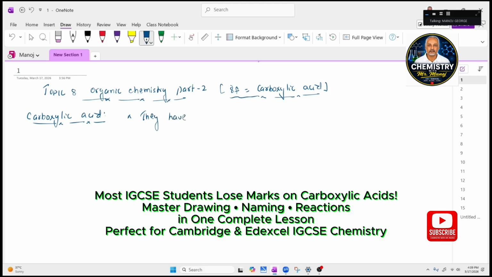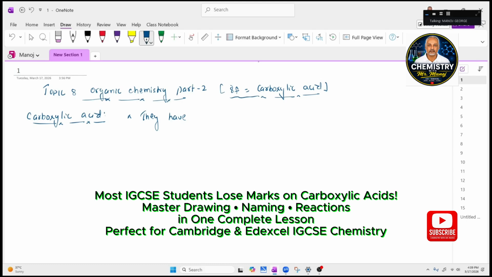The functional group in alkenes was the C=C double bond. Alkanes don't have any functional group. Then when it comes to alcohols, the functional group present was the OH group. You might remember we named them as methanol, ethanol, and then we said propan-1-ol, propan-2-ol, butan-1-ol, butan-2-ol, and so on. That was alcohol. They have OH as functional group.